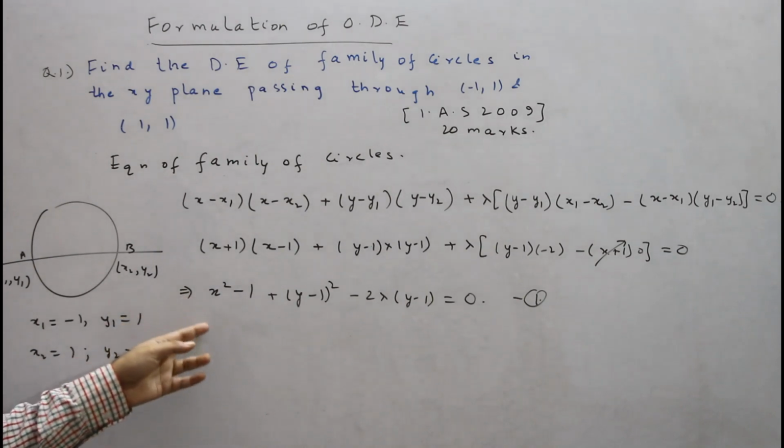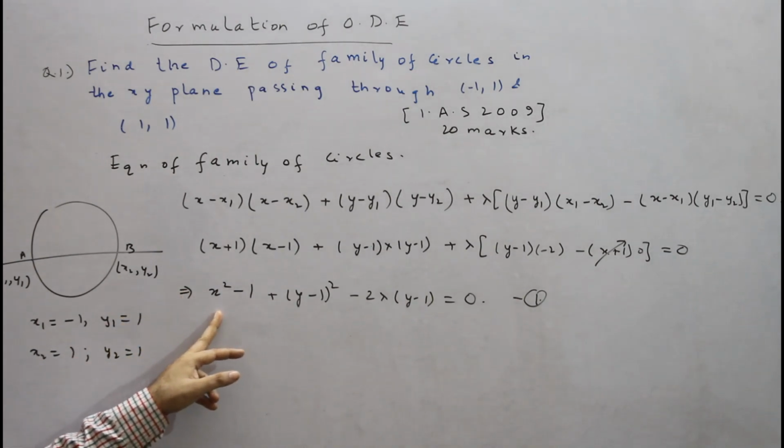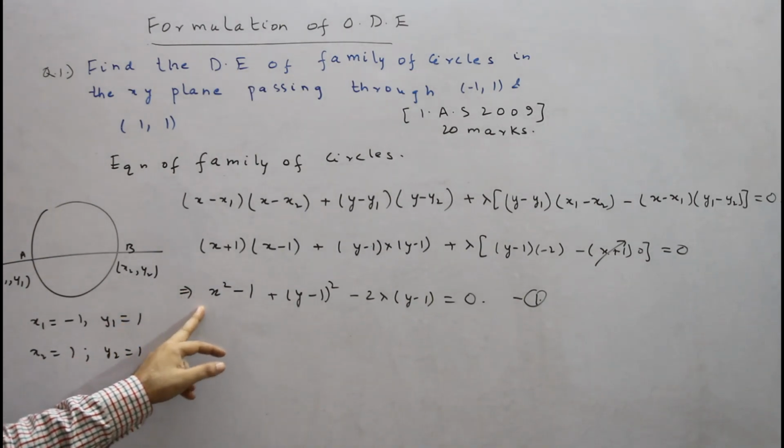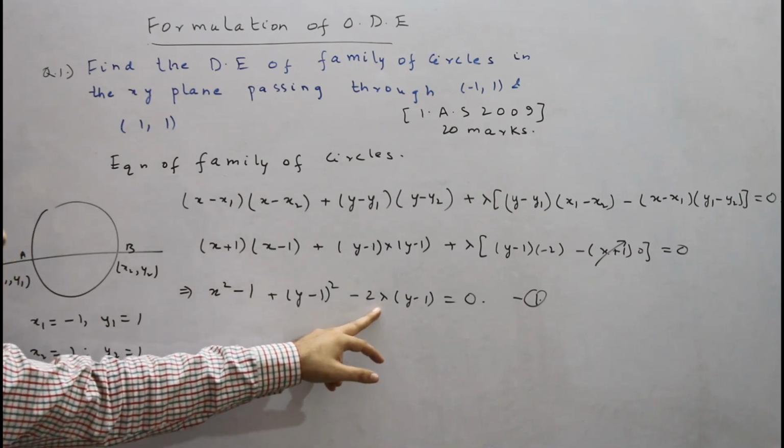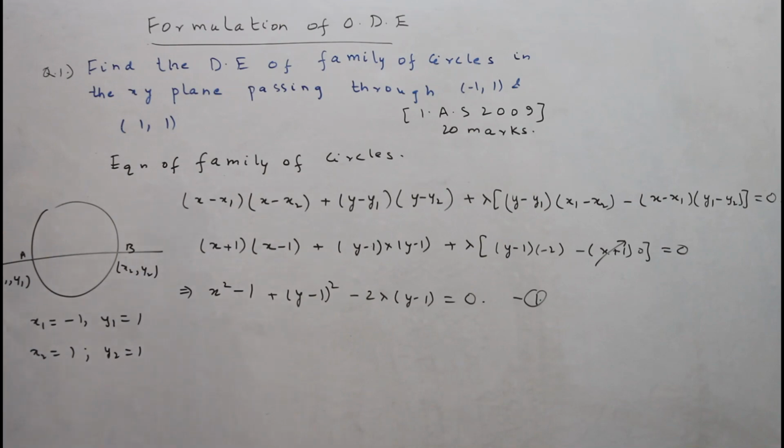All we have to do now, we have written the equation as per our procedure. Now we know that lambda is the only one constant here, the arbitrary constant, so we have to eliminate lambda. All we need to do is differentiate it once and eliminate lambda, and we will get our differential equation. This is the procedure.